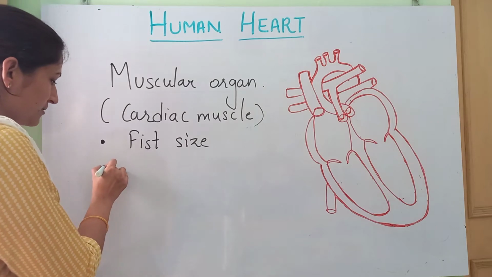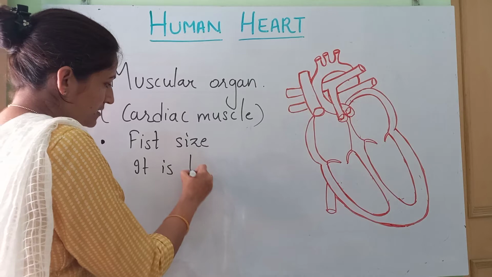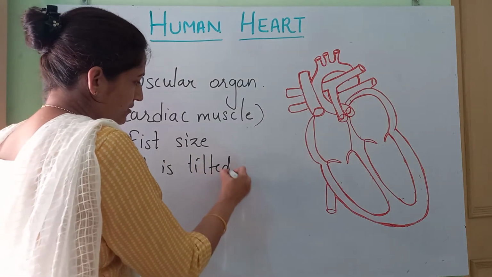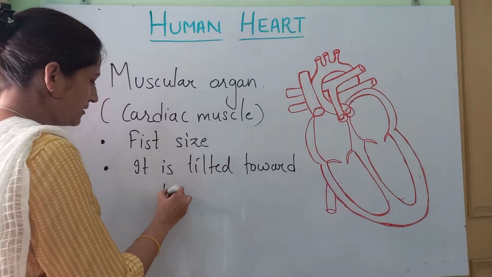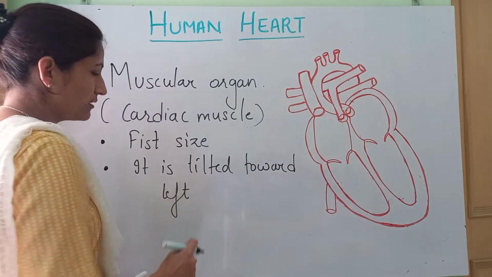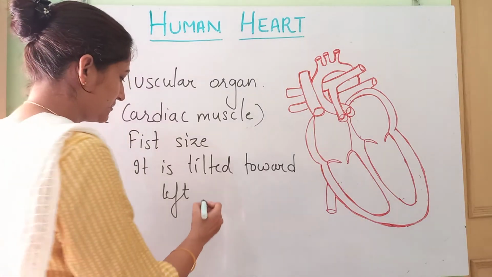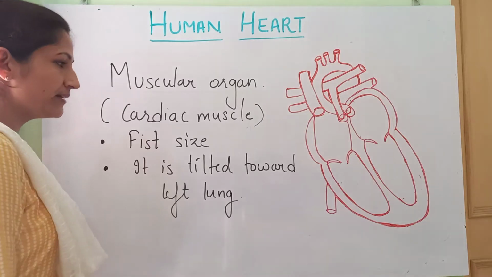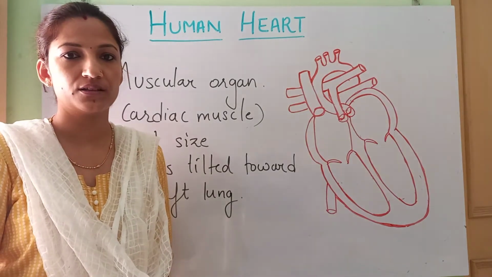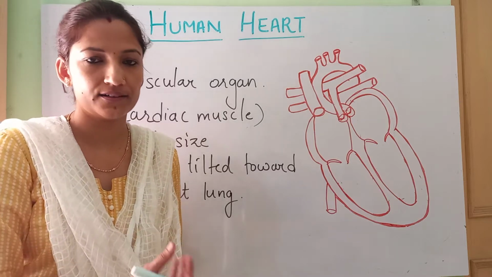Where it is placed, I have told you, it is tilted toward the left lung. That's why the left lung is a little bit smaller as compared to the right lung. And what is going to protect this? The rib cage, the bony cage, that protects the lungs as well as the heart.